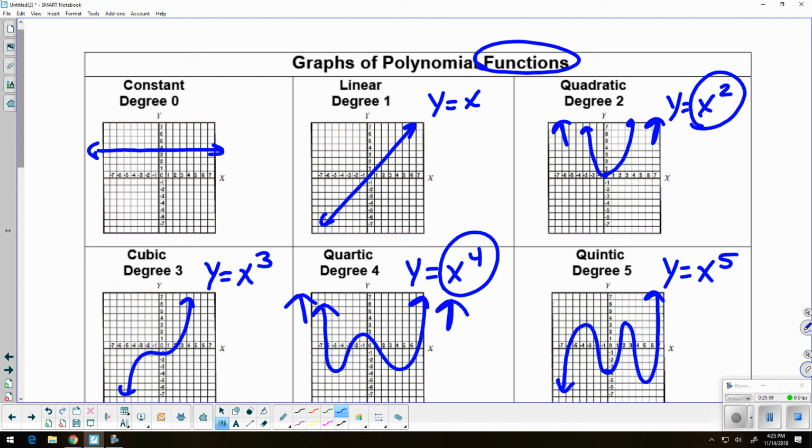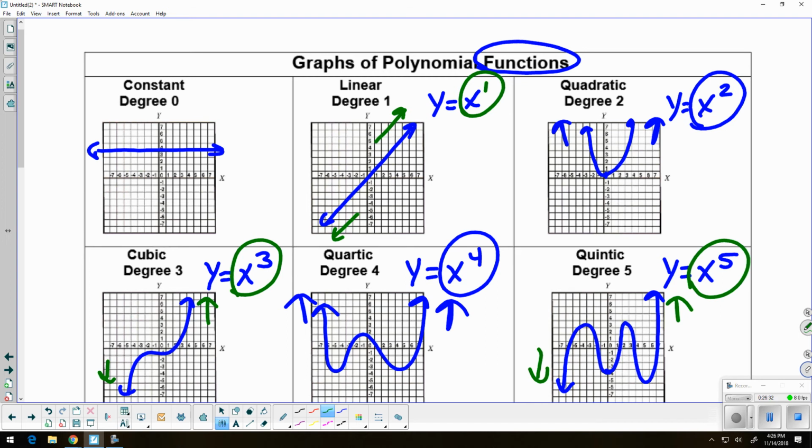Whereas if it's odd, like you see here, degree 1, so this is x to the first power, on both sides of the function, they're going in opposite directions. This side's facing down on the left, this side's facing up. That's going to help you determine exactly how these graphs are going to work. So even, same direction; odd functions, they always have opposite directions.